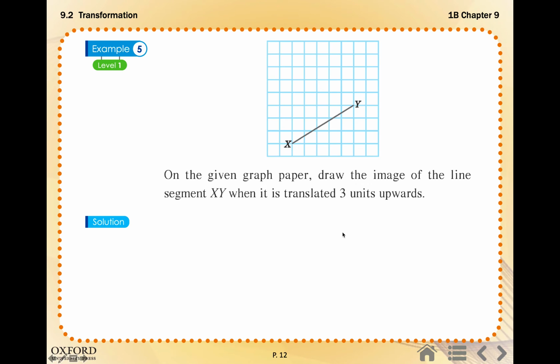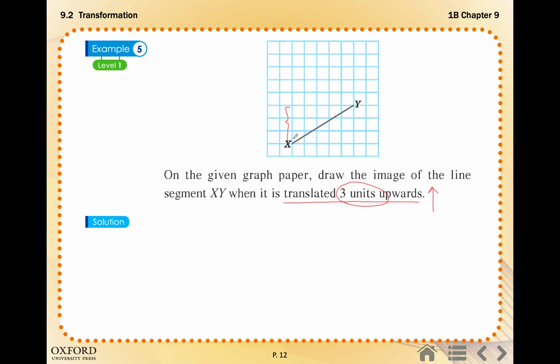Okay, and then let's look at this example 5. You can see that the given line is marked as XY. The line here is called XY. And you can see that it is translated 3 units upward. Now it is going up for 3 units. So let's look at the endpoints. The endpoints X and Y go up for 3 units here.